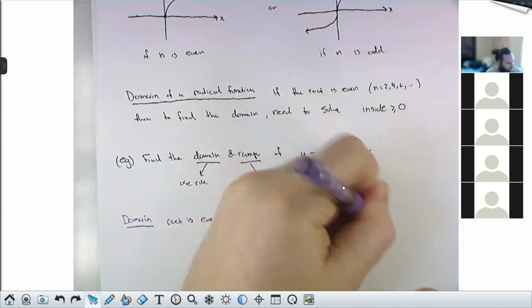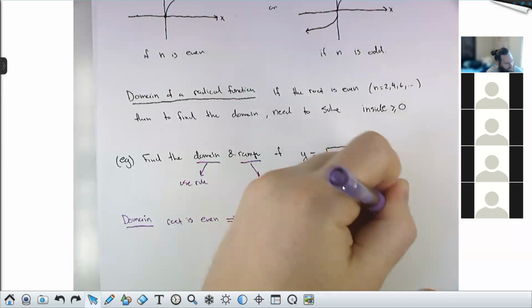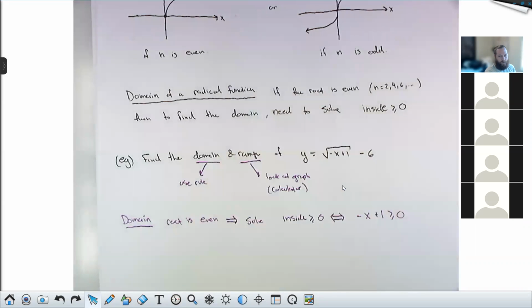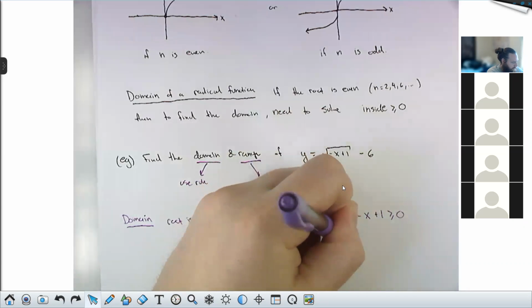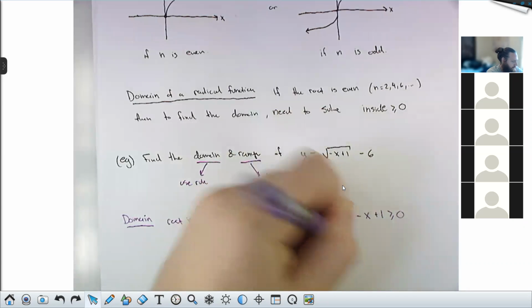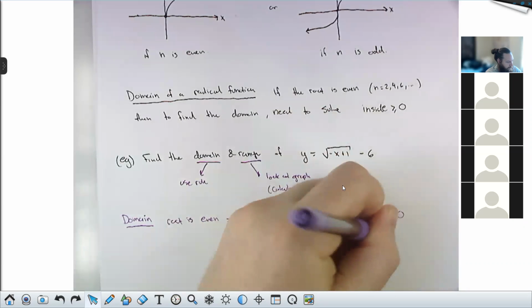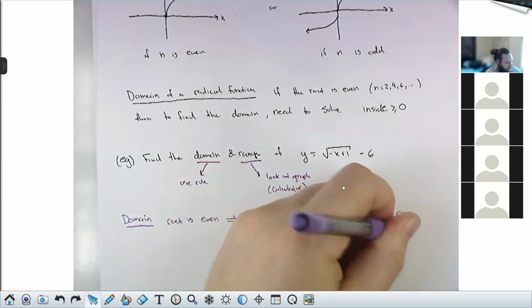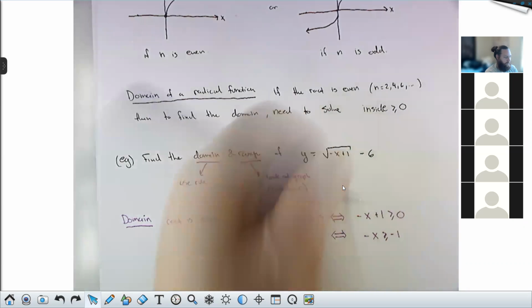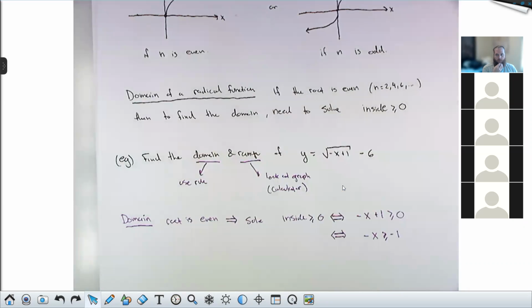This is negative x plus 1 is greater than or equal to 0. These inequalities can be easy, they can be hard. We have some practice with inequalities in the past. Several ways you could solve this. You can subtract 1 from both sides. That will give you negative x is greater than or equal to negative 1. And then you can divide both sides by -1.